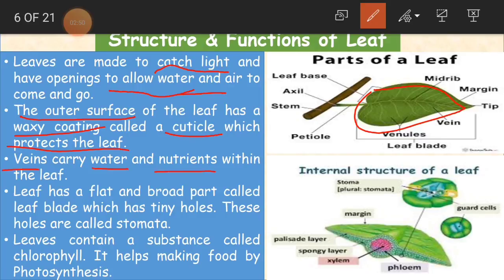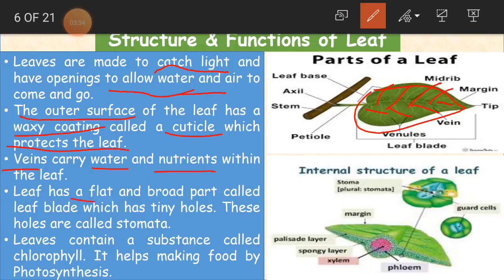And the third one here, veins carry water and nutrients within the leaf. Veins, what do they do? They carry water and nutrients within the leaf. So as we said, in our human body, the veins circulate the blood to all the remaining parts of the body, the organs of the body. Same like that here, this vein, what do they do? Like these small lines, are you able to see them, children, on the leaf here? These are called veins, and these veins carry the water and nutrients. Okay, so that the leaf is getting the energy and is going to give life to the plant. Understood children? Clear?